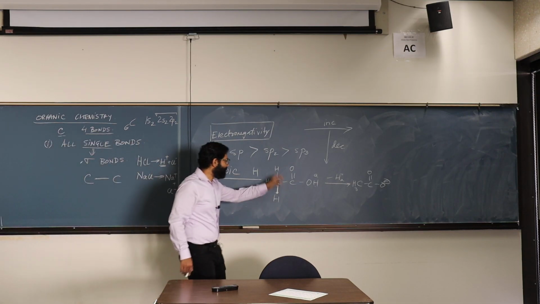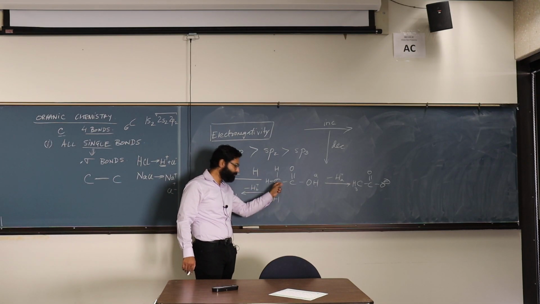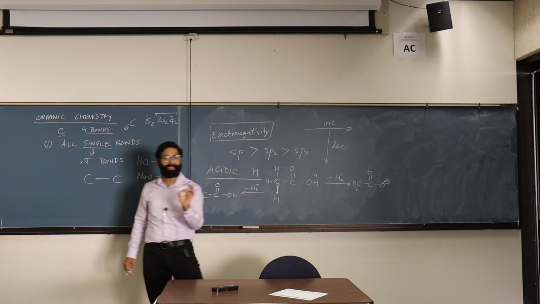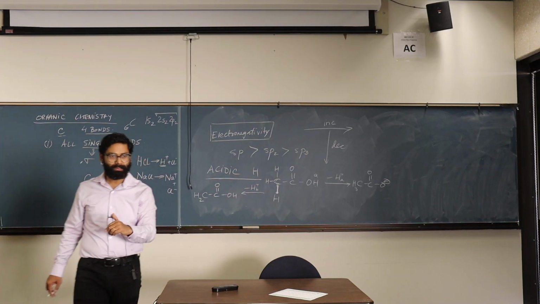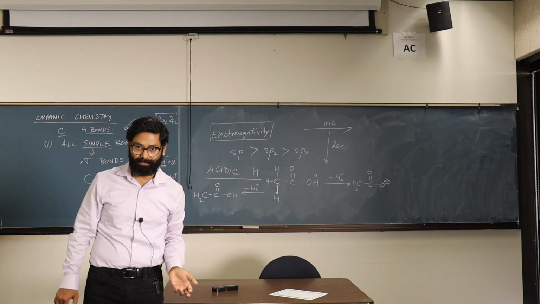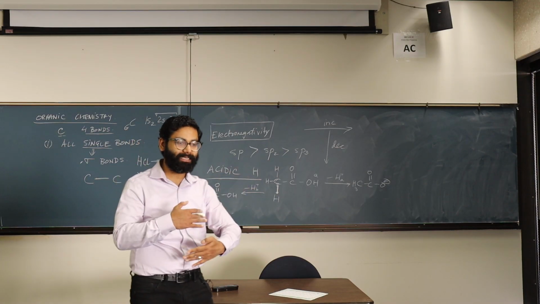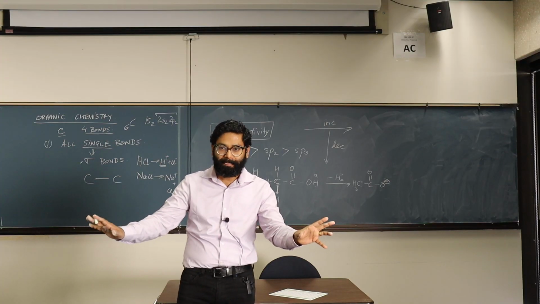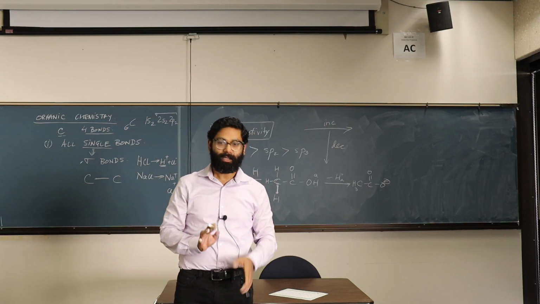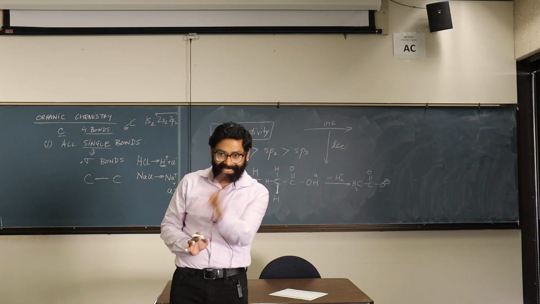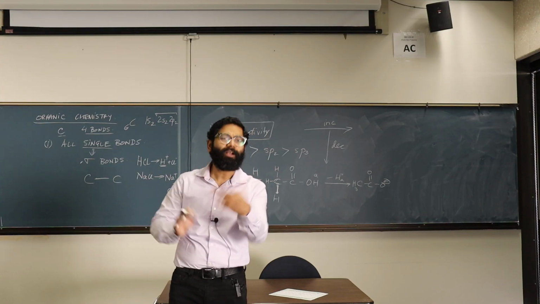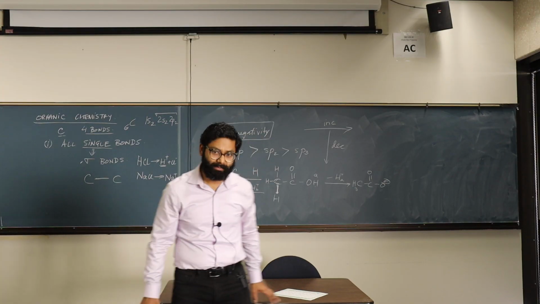Now, this carbon has 3 hydrogens. If this bond is broken down or cleaved homolytically, what does that mean? The bond breaks homolytically. Now break those 2 words. There is a homo and a lytic. What do you think that means?